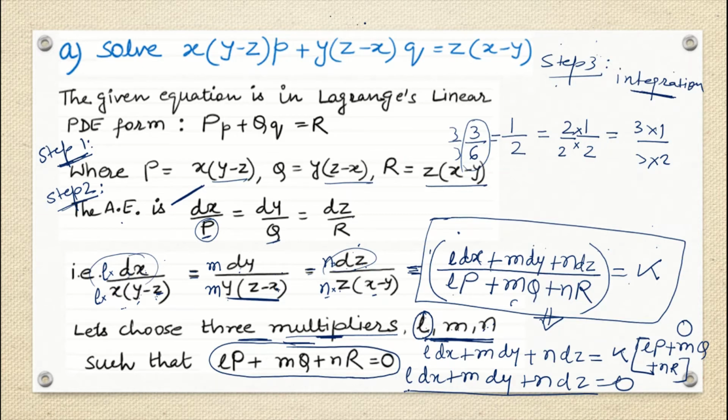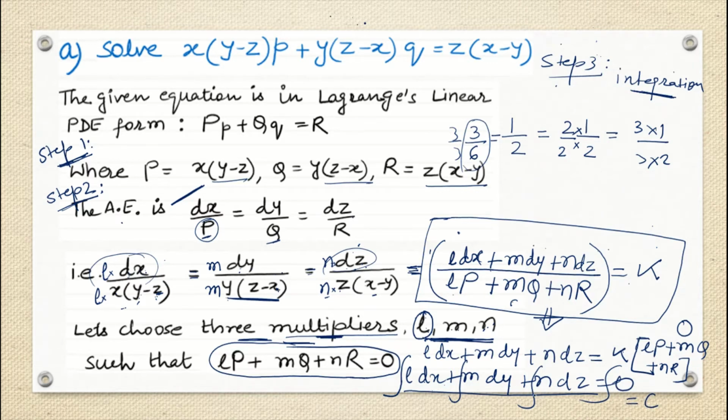Since I have got the relation between dx, dy, dz in one term only, I can say that if I integrate the complete left hand side and the right hand side, what will happen? My left hand side will give me something with respect to x, y, z, and the right hand side will give me what? Integration of 0 is nothing but some arbitrary constant.